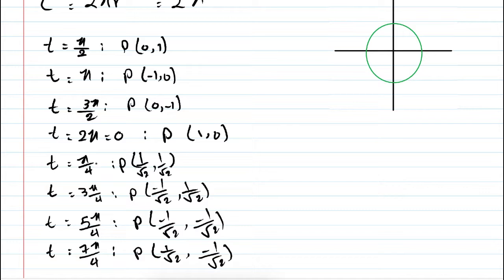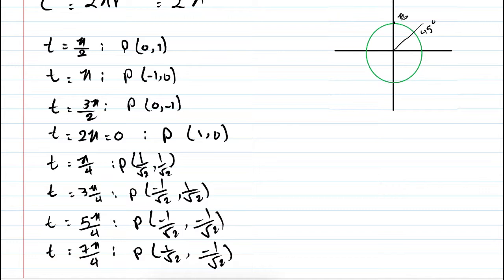Pi over 4, if you have studied any geometry, is 45 degrees. So this is 45 degrees. And we're going to talk about this in more detail in the coming chapter. However, this is 45 degrees.